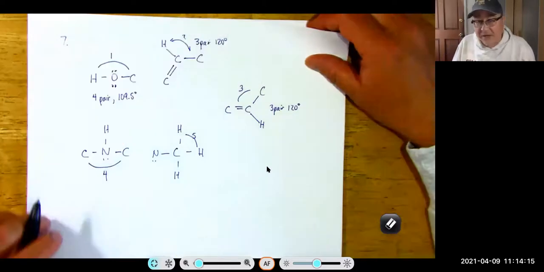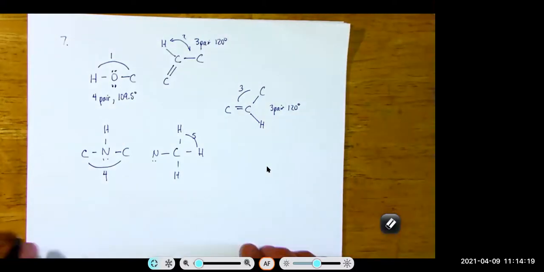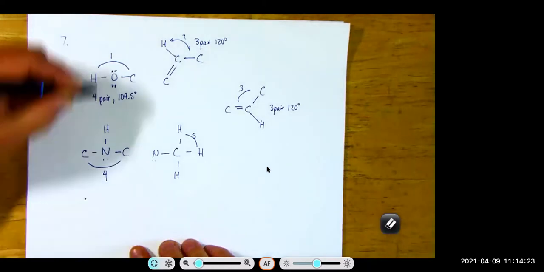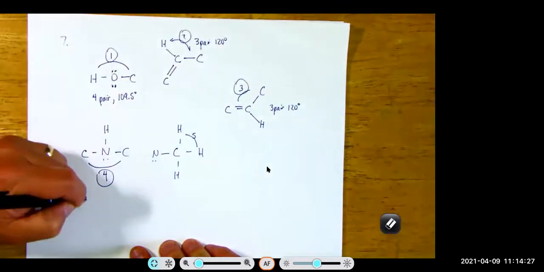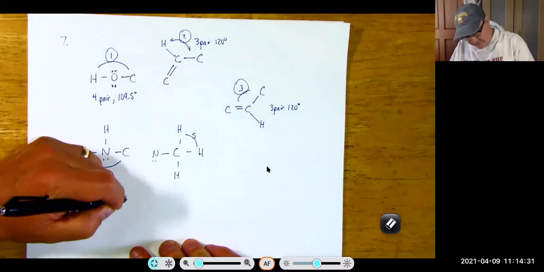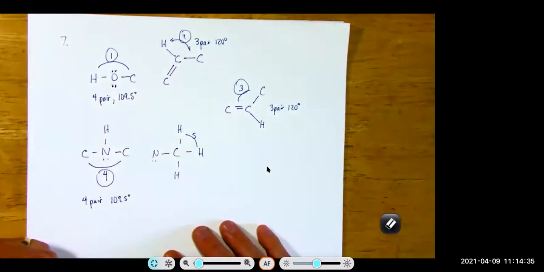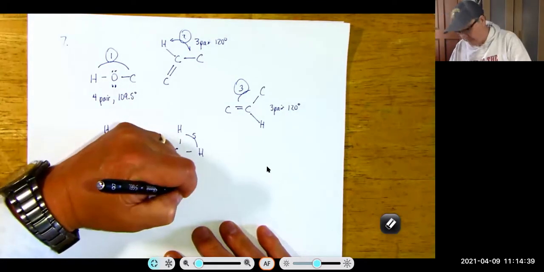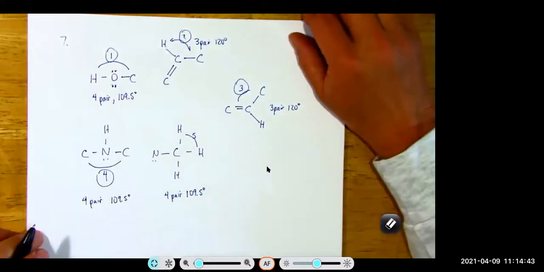So the tricky part is to count the pairs. How many pairs for number 4? There are 4 pairs there, so it would also be 109.5. That's right. How many pairs here on this carbon? It also has 4 pairs. So the angles are 109.5. Okay, a tricky one because it looks like a 90-degree angle.